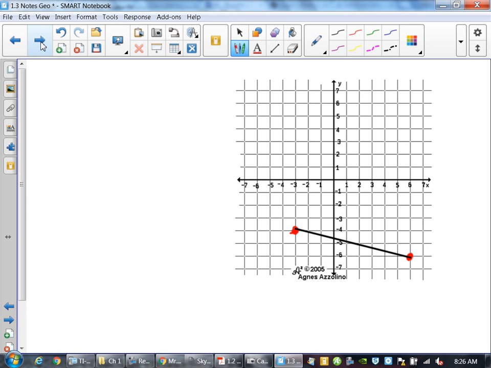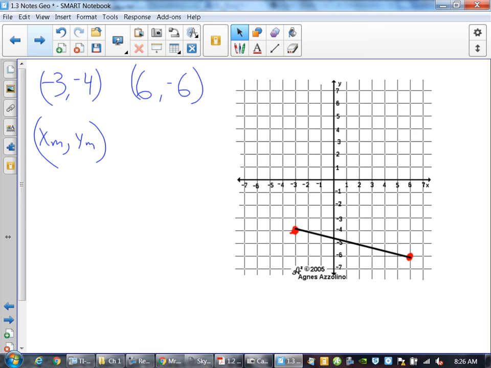So let's see, we have -3, -4, and 6 and -6. I'd like you guys to take a second and find the midpoint. Okay, let's find the midpoint. The midpoint formula is something you're going to have to remember.